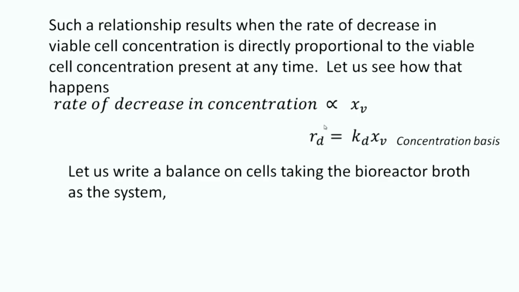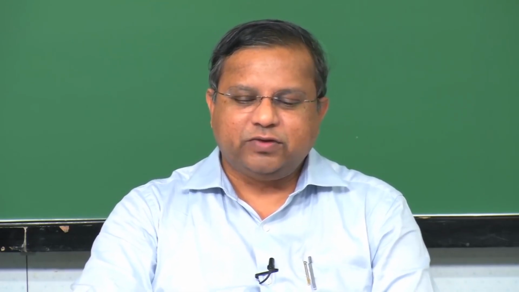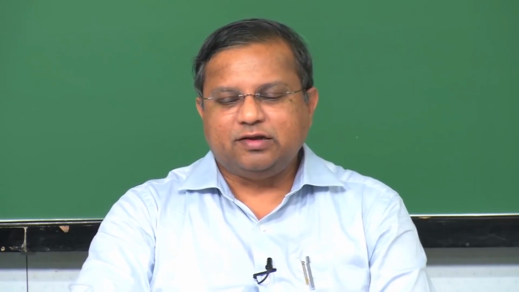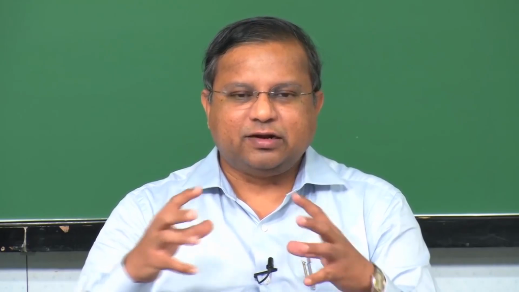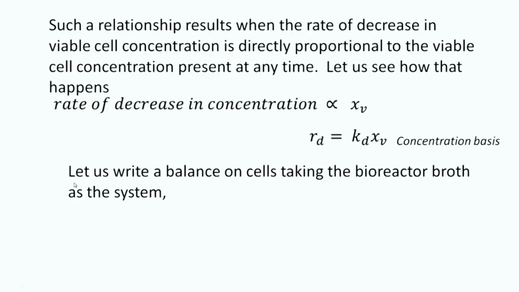Now, let us write a balance on cells taking the bioreactor as the system. You have all gone through a course on material balances. So, we are going to write a material balance on cells, and you all know that a balance can be written over a region of focus, and that is called the system. In this case, the bioreactor broth, the liquid part in the bioreactor in which the cells grow, is what we are going to take as the system, and we are going to write a balance on cells on that system.